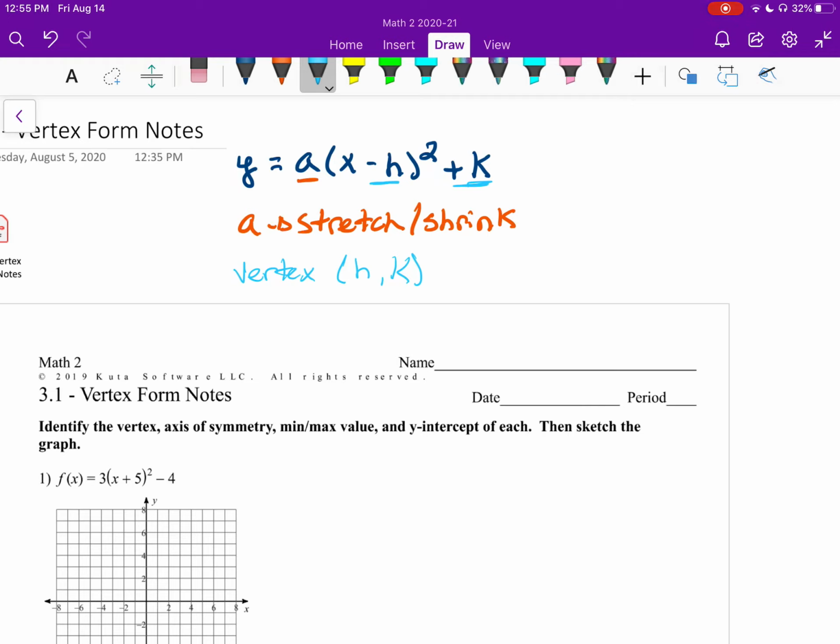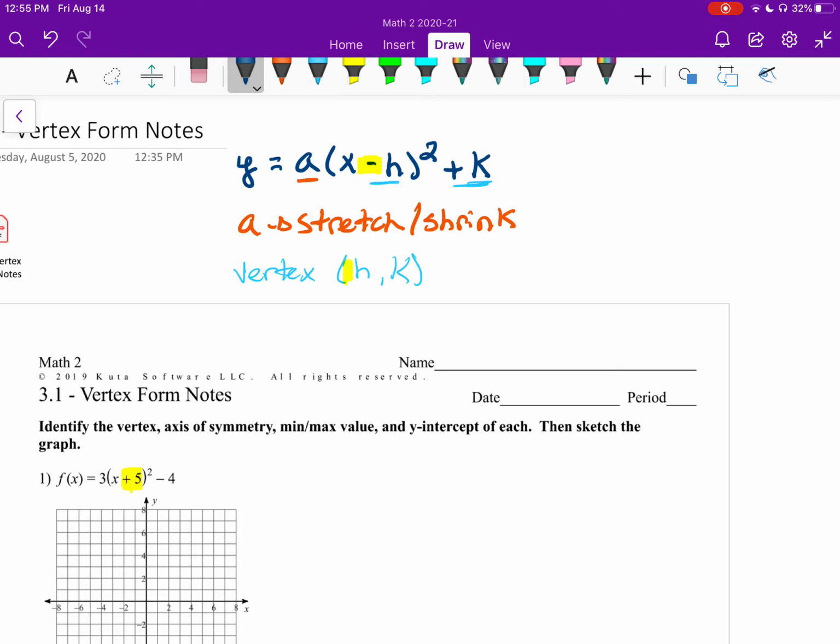Okay, now something to notice here is that there's this negative hanging out in front of the h, but there isn't one with the vertex. That means that the h, the x value of your vertex, is always the opposite of what it's listed as. So in number 1, if we look down here, it's got a +5 right there. Our vertex is going to have a -5 for the x value.